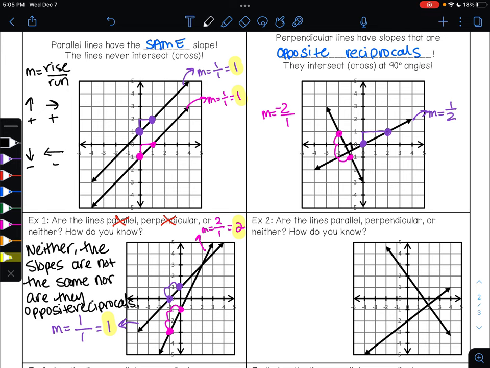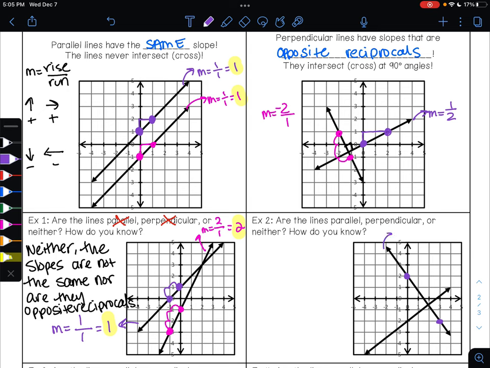Let's try example 2. Are the lines parallel, perpendicular, or neither? How do you know? So again, you want to start off by finding the slope. It does not matter which line you start with, and it doesn't matter which points you choose. You just want to pick 2 points that fit perfectly. For example, I wouldn't want to pick this point right here because that's off the line, and so it's a decimal. So you want to pick points that line up perfectly with our grid. And so looks like this is a good point. And if I keep going, this is a good point.